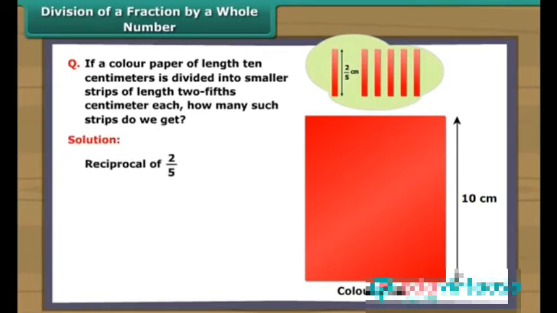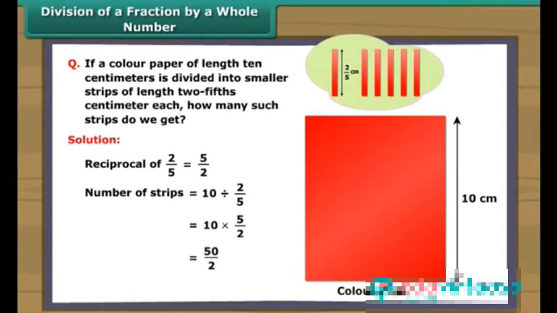The reciprocal of 2/5 is 5 upon 2. So 10 divided by 2 upon 5 is equal to 10 multiplied by 5 upon 2. This gives 50 upon 2. Simplifying the fraction, we get 25. Thus, to divide a whole number by any fraction, multiply that whole number by the reciprocal of that fraction.